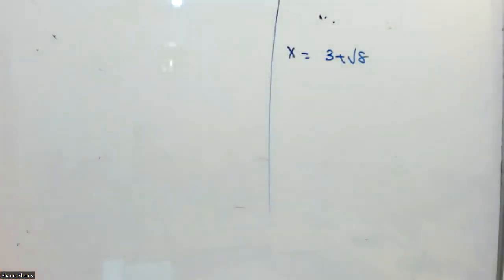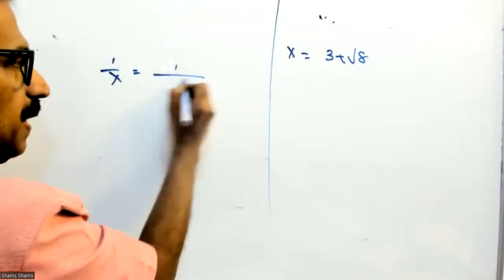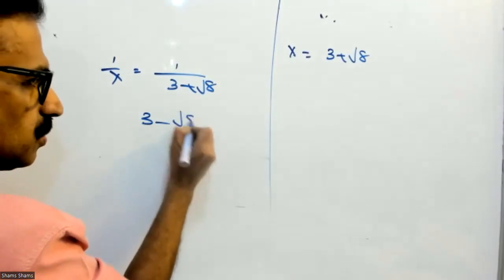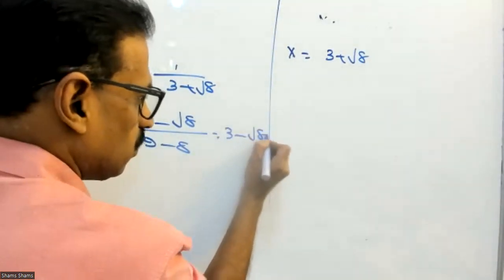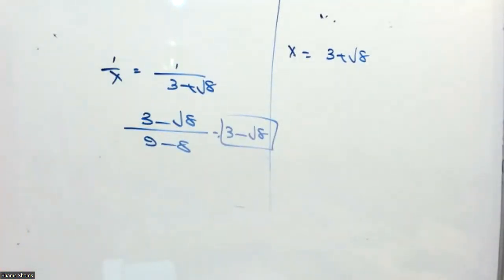Hello, listen all. Don't worry now, we can correct it later. First part is 1 by x, right? 1 by 3 plus root 8. So 3 minus root 8 divided by 9 minus 8 equals 3 minus root 8. We all got the first part. Did anyone make a mistake in the first part? Correct it now. Everyone okay? Amira, Karthik, Kasia, Nihal, Vrinda, okay?